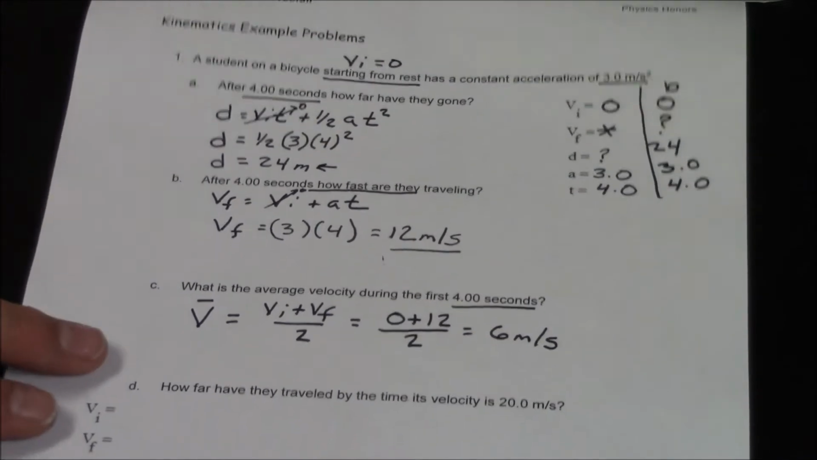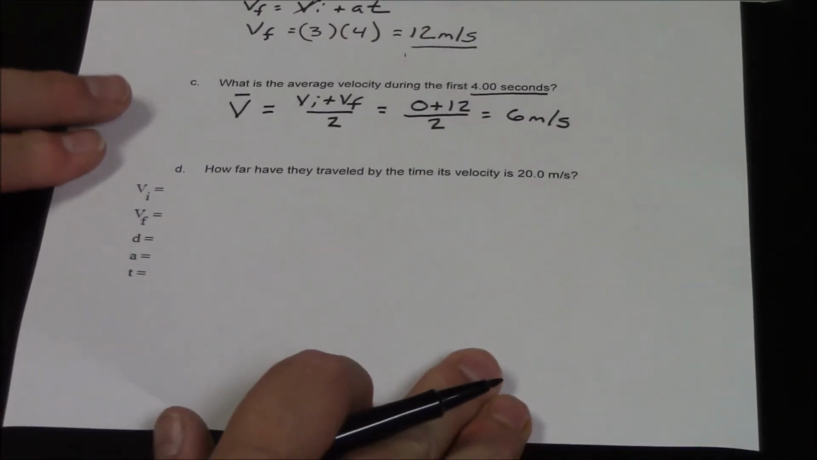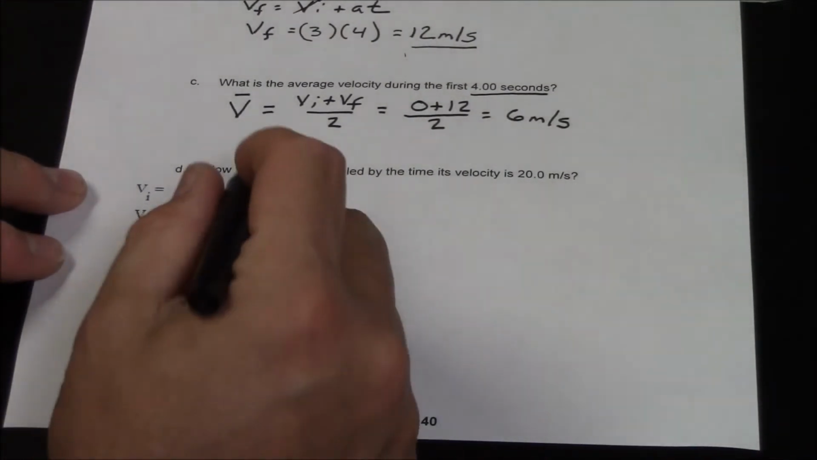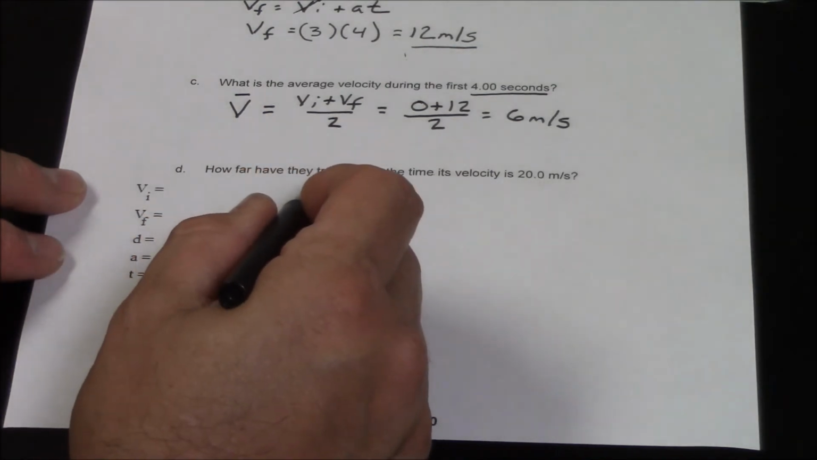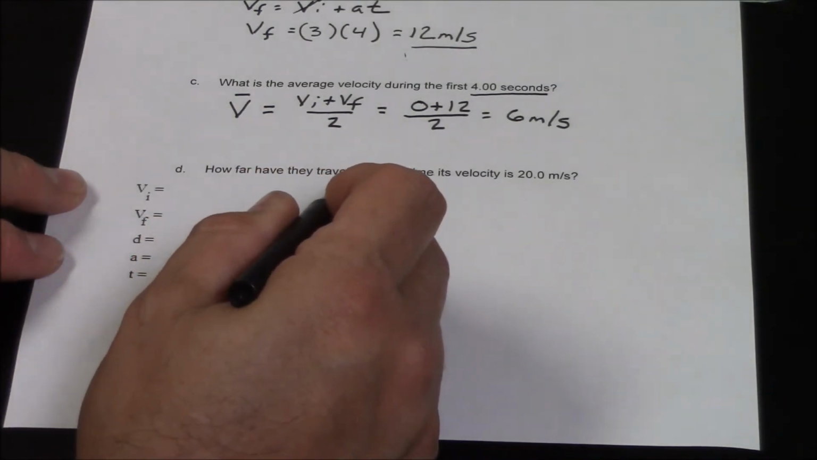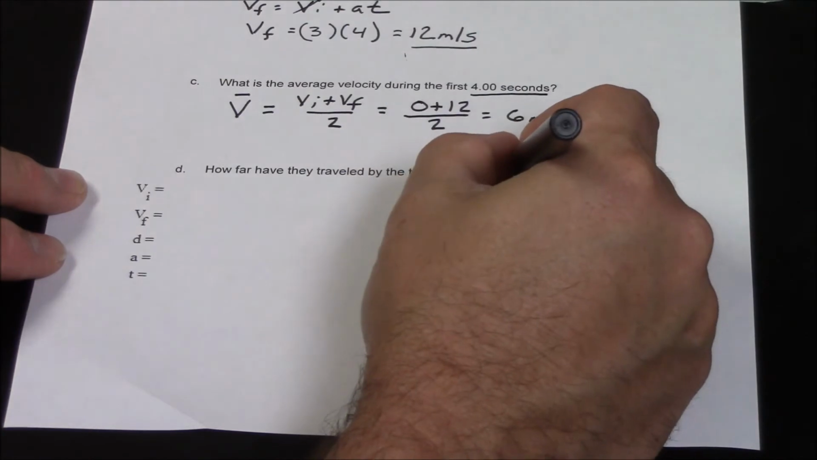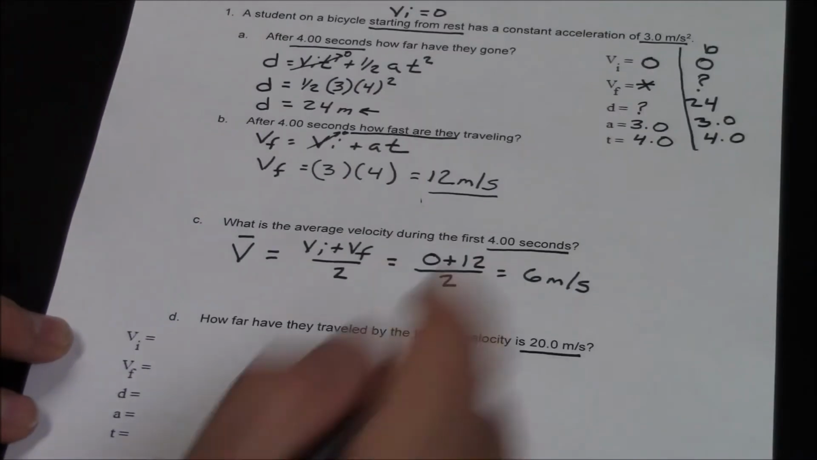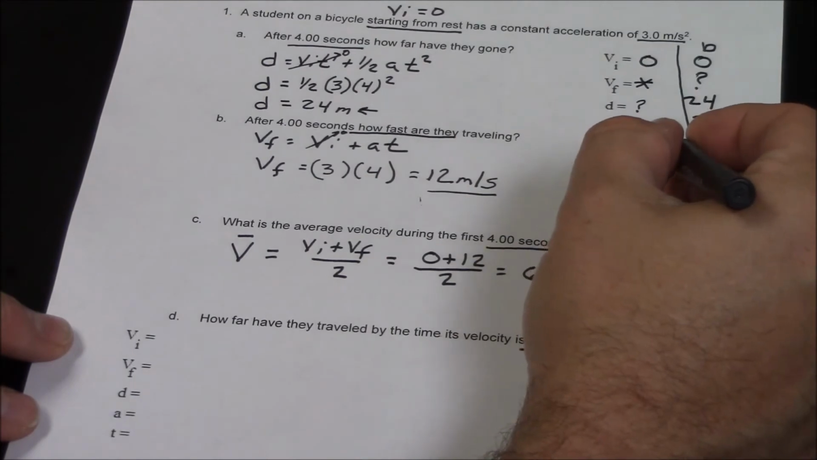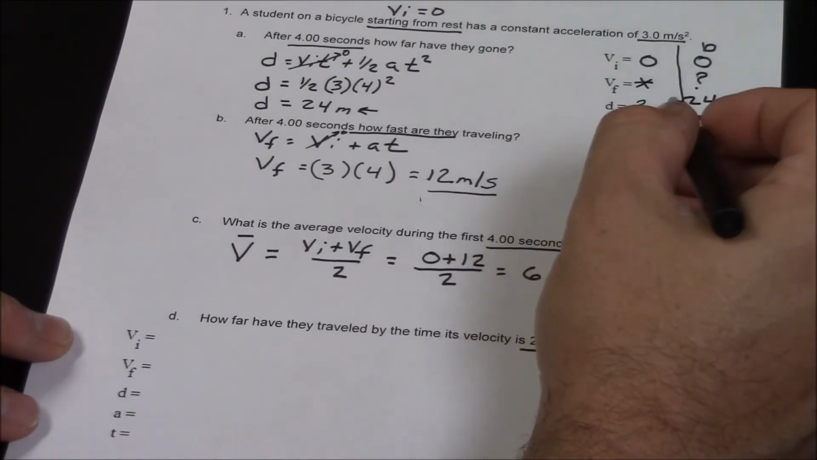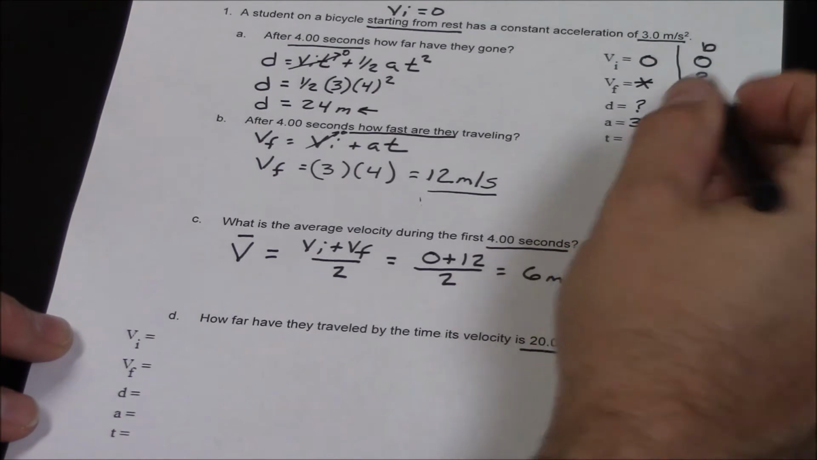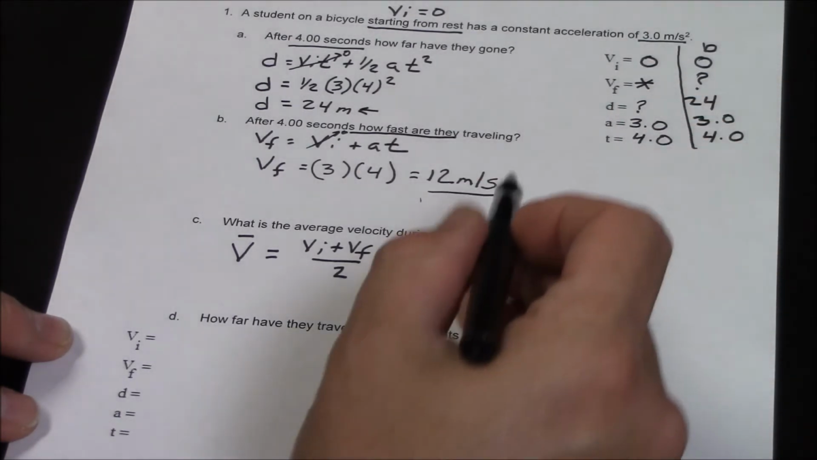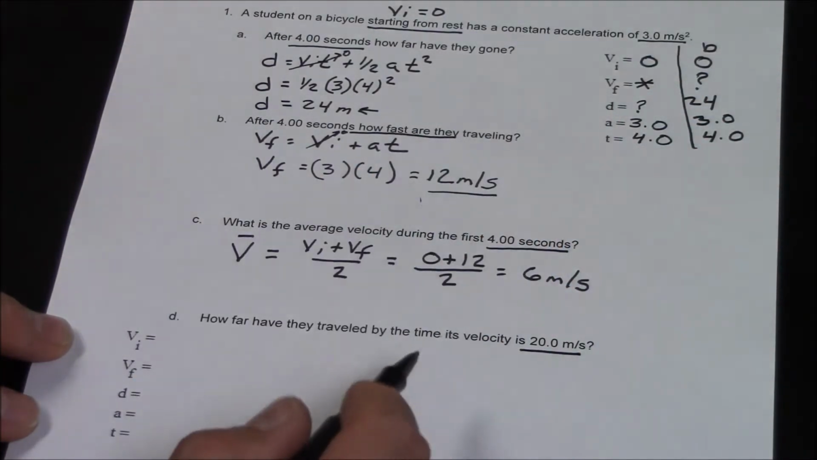Now, last, let's look at this part. This part asks, how far have they gone by the time the velocity is 20 meters per second? Well, if we look at 4 seconds, we've gone 24 meters. And we have a velocity of 12 meters per second.